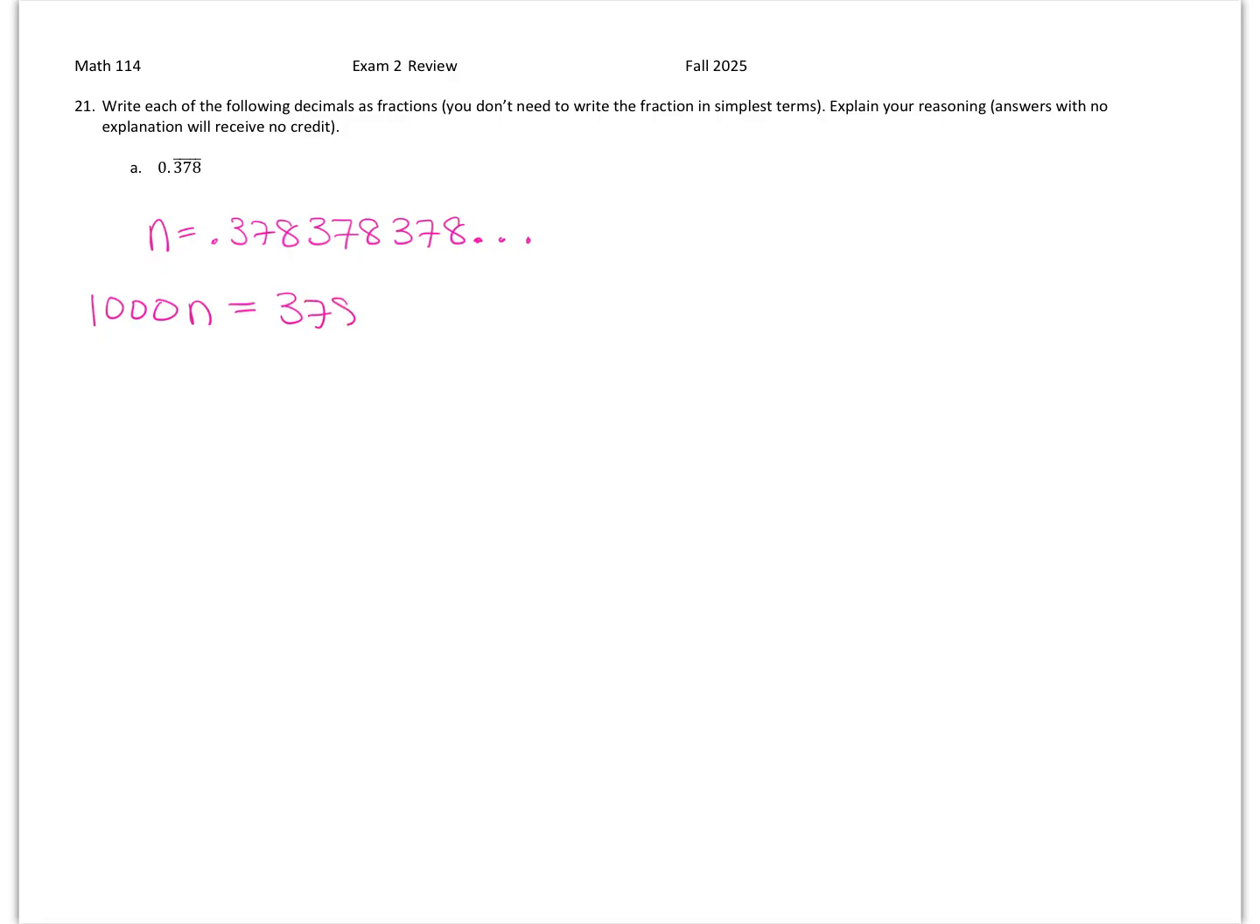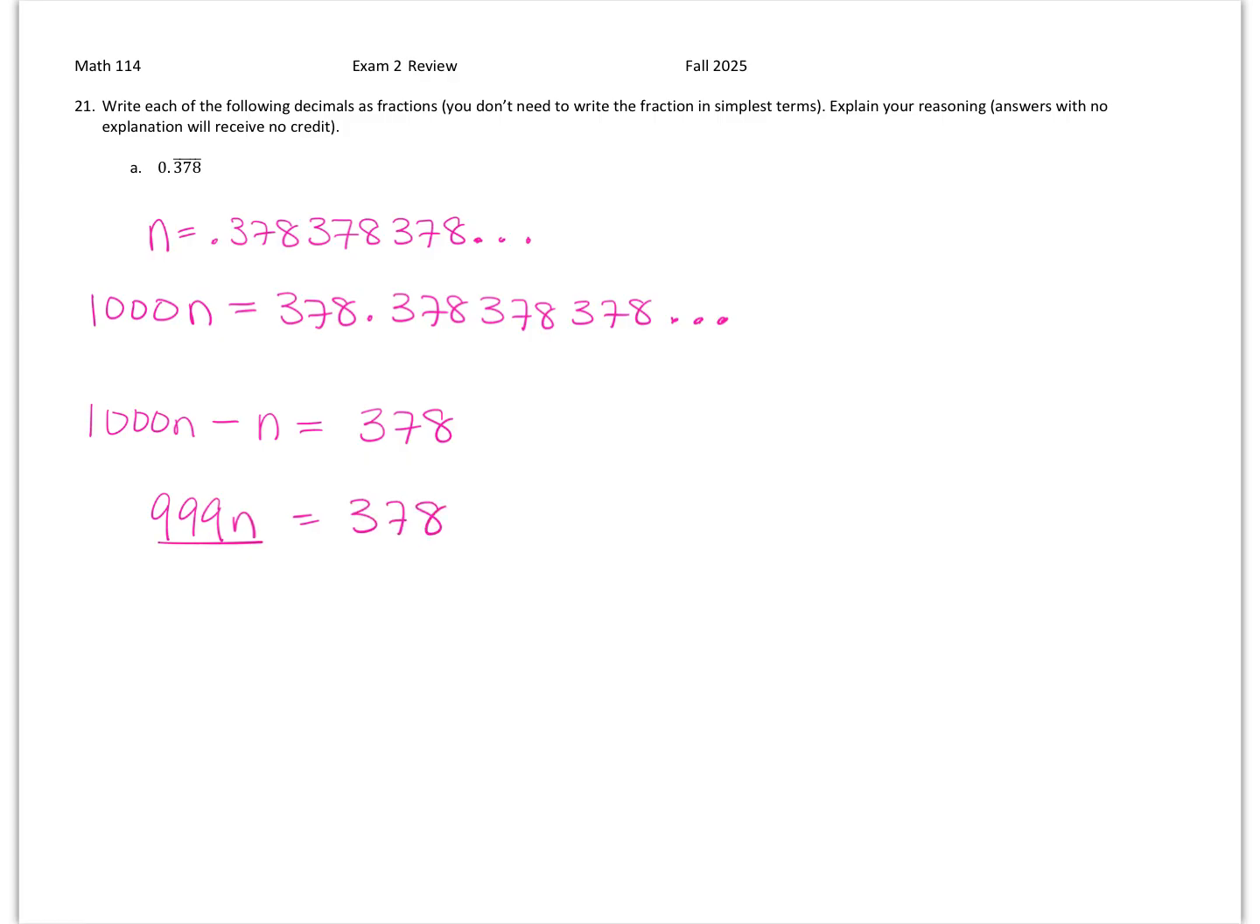So I get 378.378378378 forever. And then I'm going to subtract 1,000n minus n. So I'm going to do this number minus this number, and the decimals go away. And I'm left with 378. And 1,000n minus n is 999n equals 378. And then a little algebra, divide by 999 on both sides. And we get n is 378 over 999.